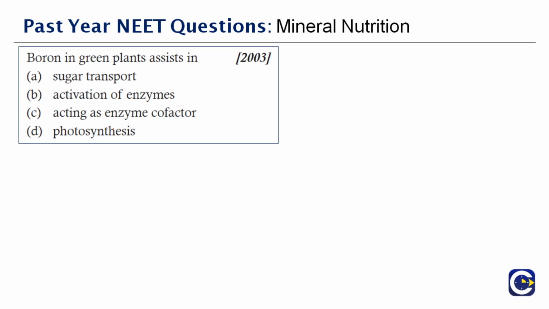Boron in green plants assist in dash. So what does it assist? Okay, boron in green plants. Before that we will talk about what this boron is. Boron is a chemical element with a symbol. What is the symbol of it? B, and the atomic number is 5. Produced entirely by the cosmic ray spallation and the supernova, and not by stellar nucleosynthesis. It is a lower abundance element in the solar system and in Earth's crust. Okay, fine.